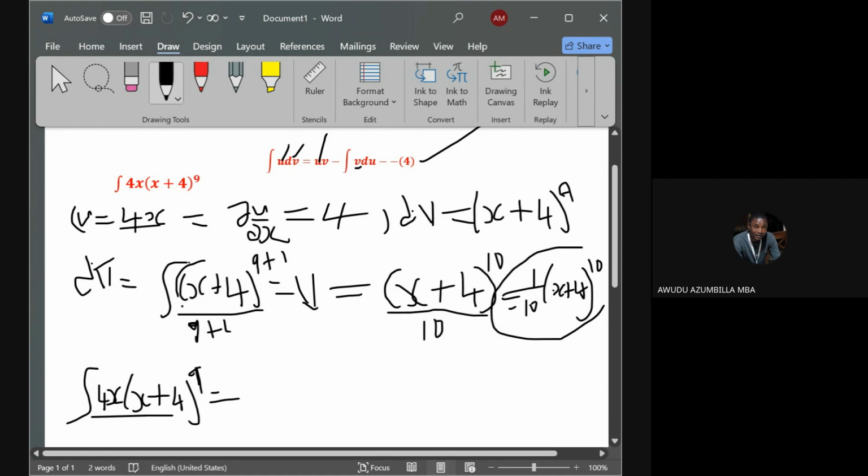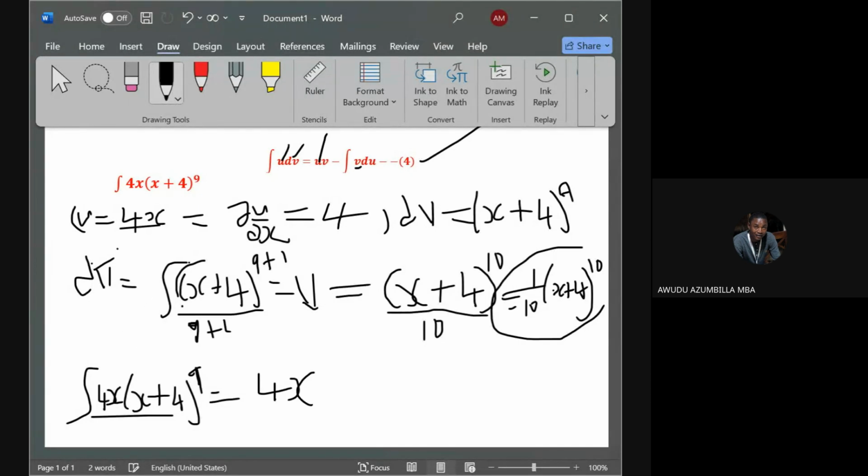In order to get our uv, let's do the integral of this. Now, we have already done the integral of 4x, so the value of u here is now our 4x. So let's write our 4x.